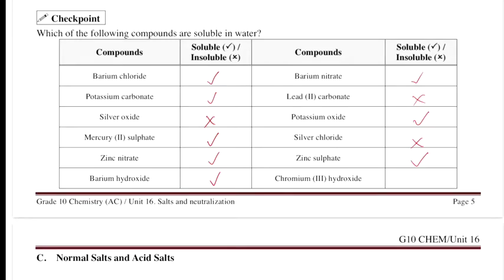Okay, group 1 hydroxide, barium hydroxide, and calcium hydroxide, which is slightly soluble. So chromium 3 hydroxide, although you haven't come across that before, you should be able to tell it's insoluble.